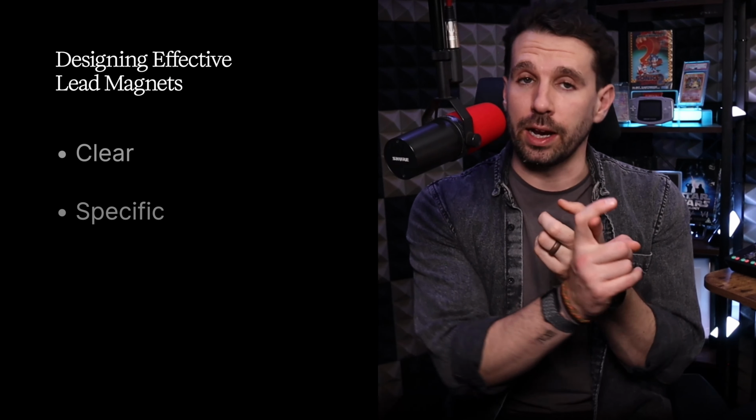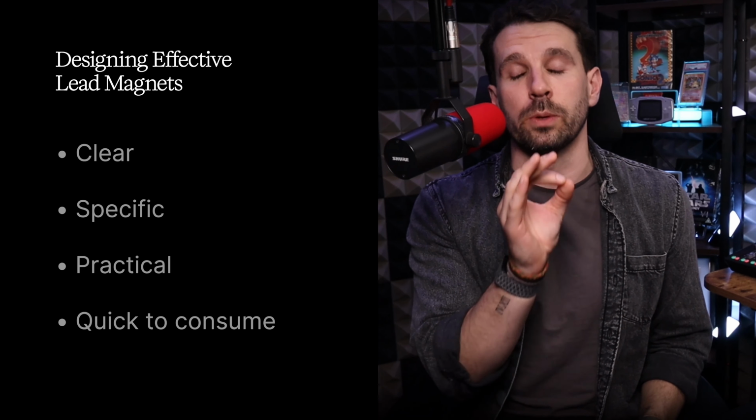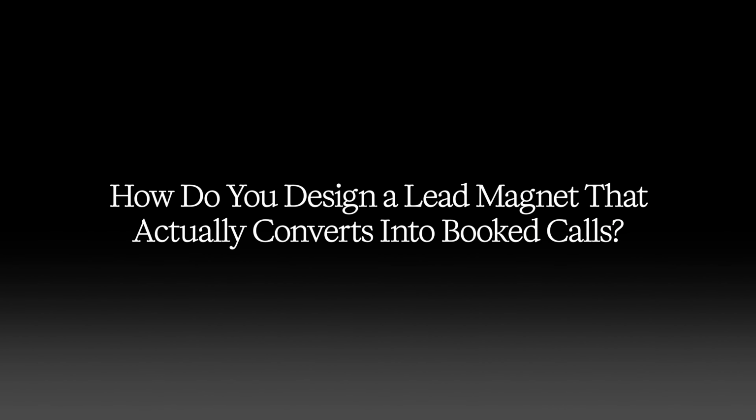So what it really should be is like this. It should be very clear. It should be very specific. It should be practical. And it should be super quick to consume. Remember this: your objective is to get them to speak to you, not to educate them on the entire mortgage process. The lead magnet is the doorway. It's not the whole house. So then how do you design a lead magnet that actually converts into booked discovery calls? See, that's the real test, isn't it?